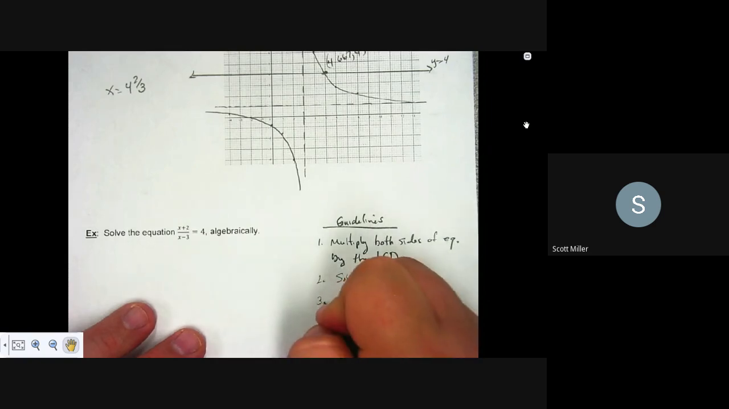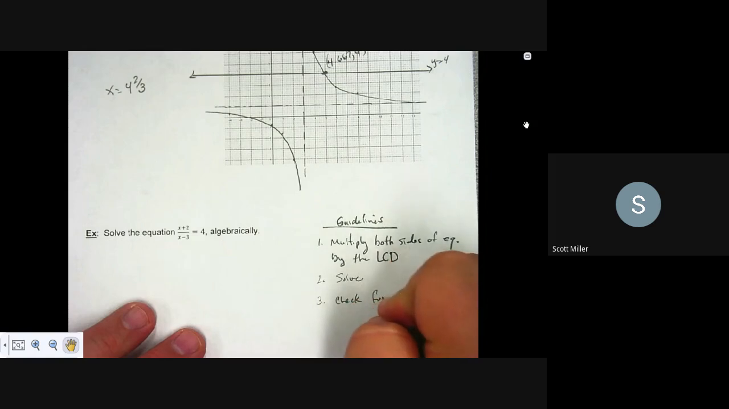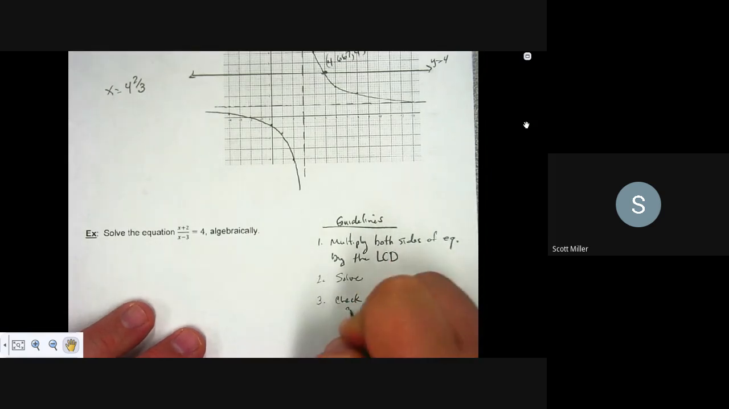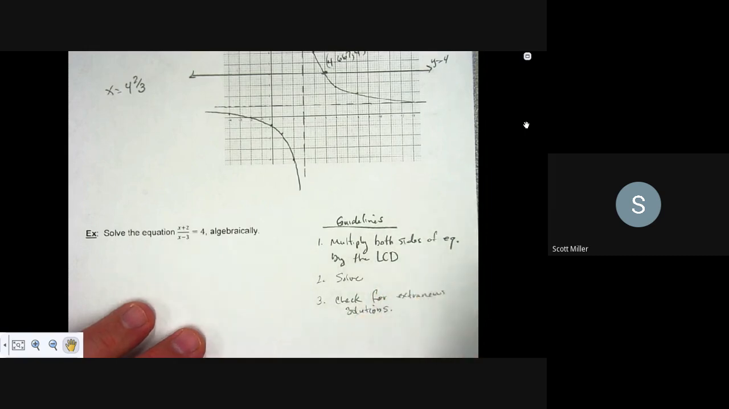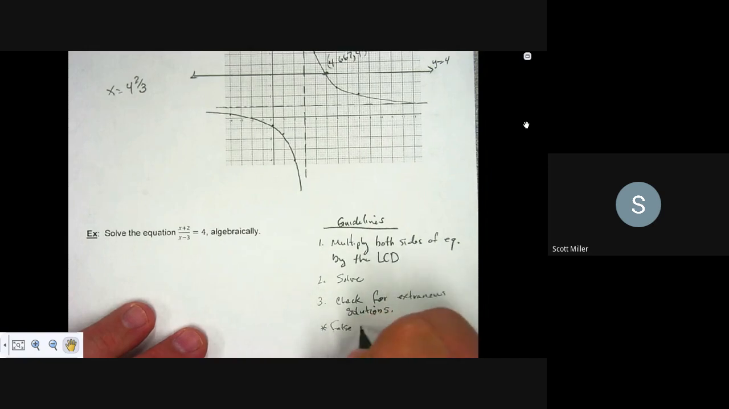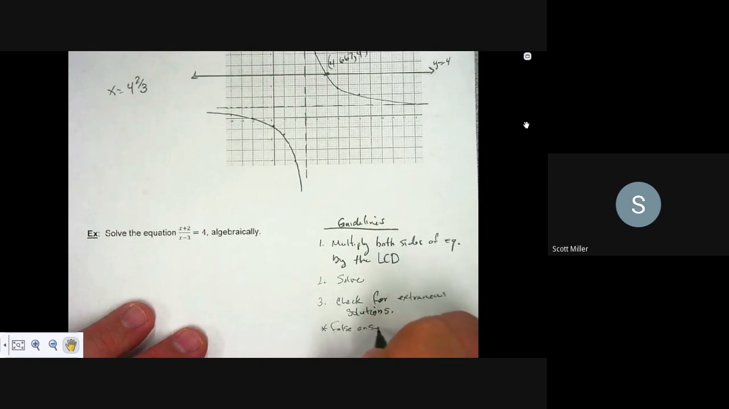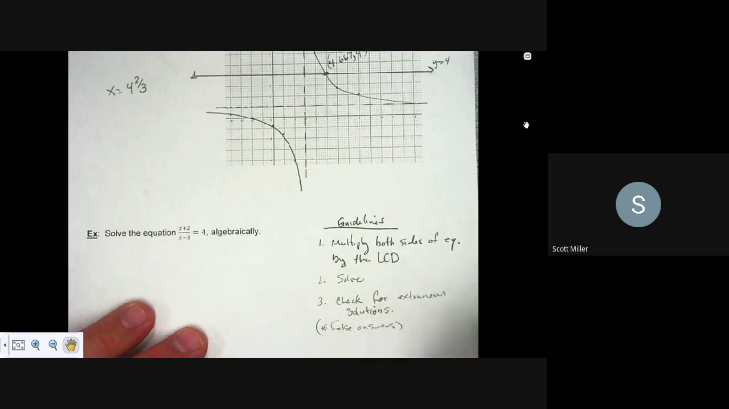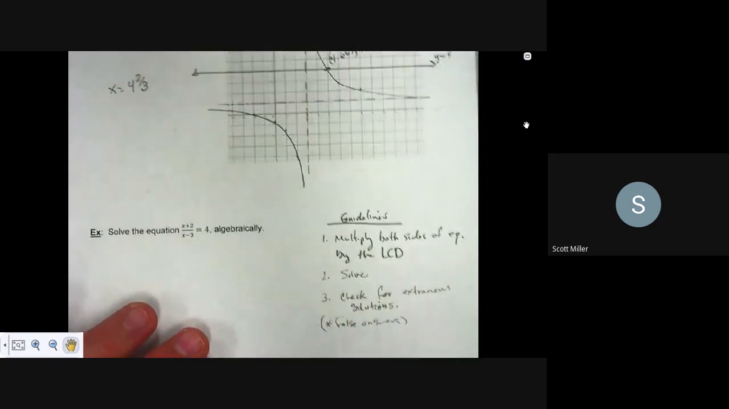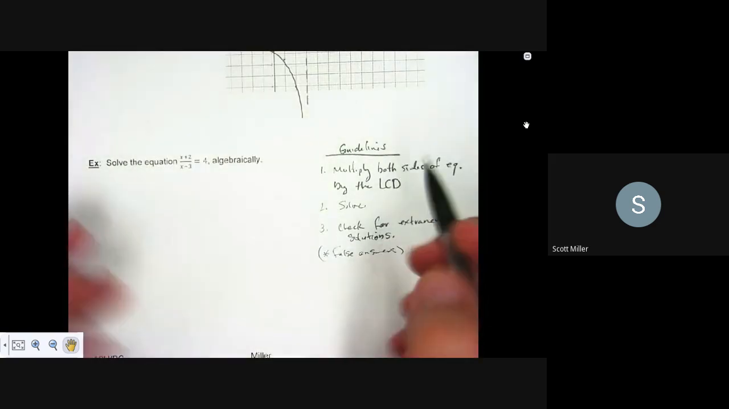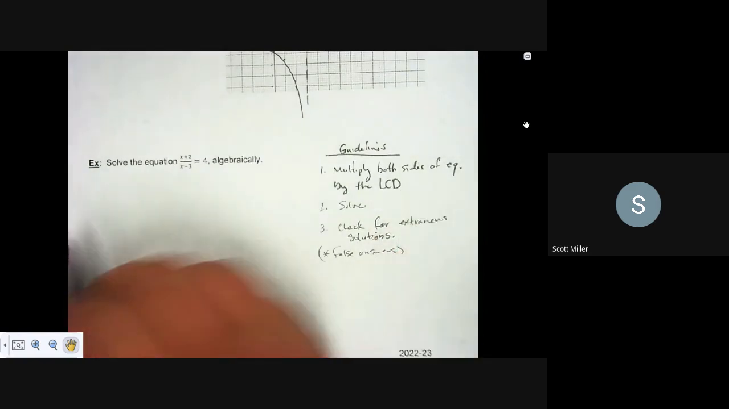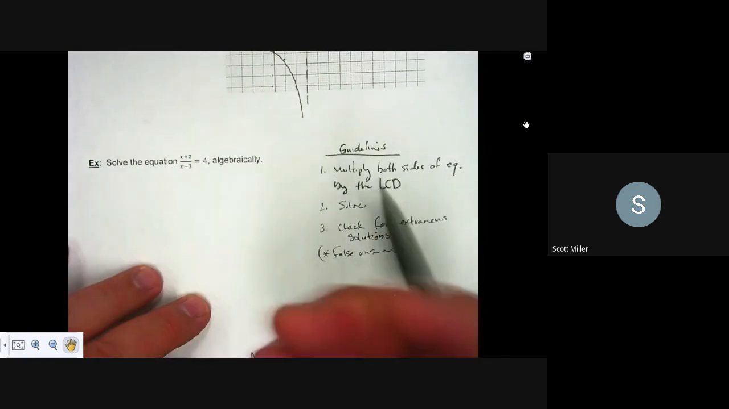And the last thing, the most important thing you have to do is you need to check for extraneous solutions. What are extraneous solutions? Extraneous solutions are basically false answers. They are false answers. What do I mean by that? Because you're introducing more variable to the equation itself, you could be introducing a false answer.